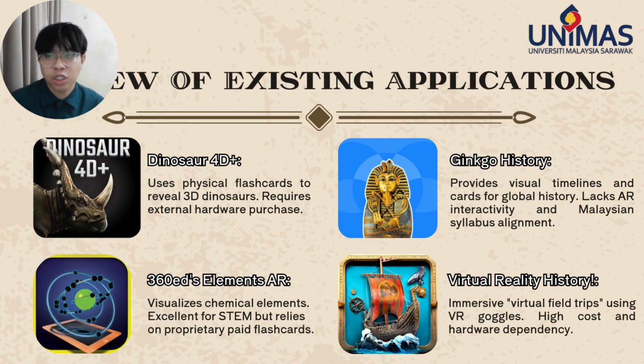And this app not only shows a 3D model but also many other visualized elements, like height comparison of the dinosaur and human, and then the geographical habitat of the dinosaur, which is kind of interesting. And next, the 360 Elements AR. Similar to Dinosaur 4D+, the cards also need to be purchased, but again, I found the demo from the 360ED official website, and it also prompts out the 3D model of the object or condition that is related to the elements. Also, a periodic table appears alongside it.